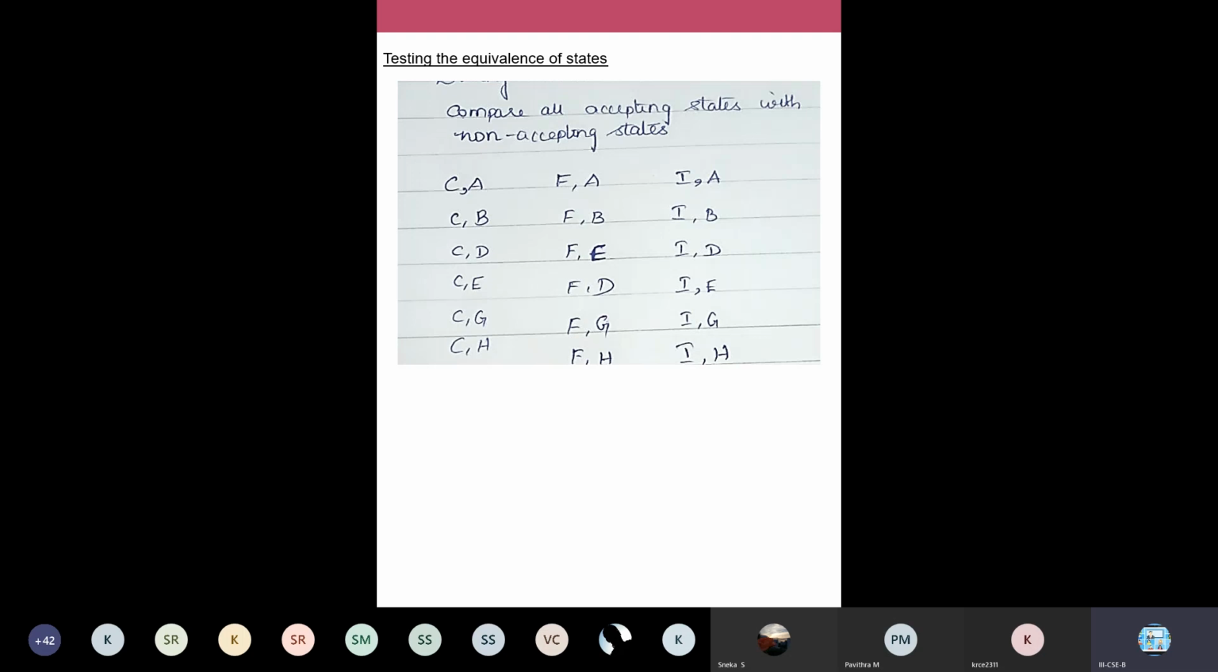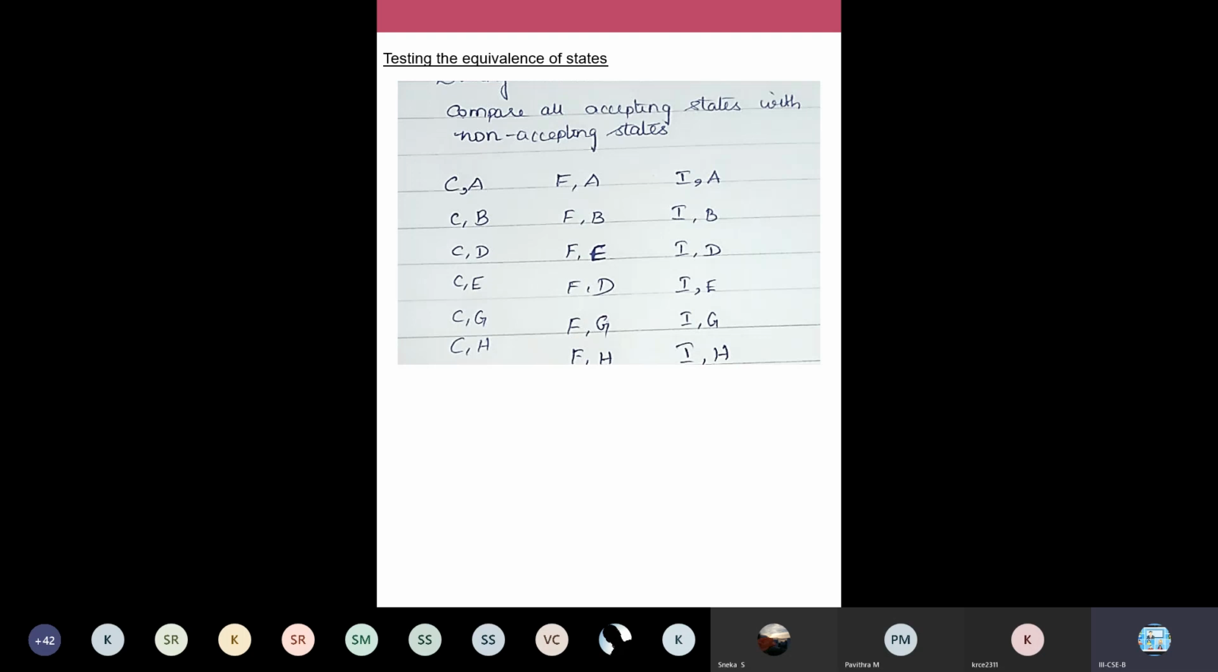Okay, this is your first step. So here I compare only one accepting state with all other non-accepting states. Do not compare two accepting states. Okay, so compare C with all other non-accepting states, and then F is an accepting state. Compare F with all other non-accepting states: A, B, D, E, G, and H. They are all non-accepting. And then compare I.